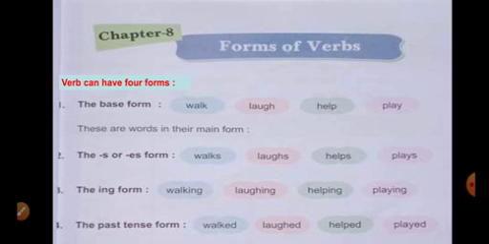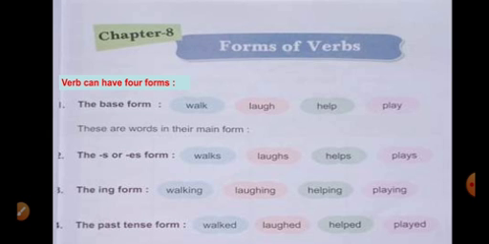The second is S or ES form. This form is obtained by adding S or ES to the base form of the verb. And this form is used in the simple present tense, in affirmative sentences, with a singular subject. If our subject is he, she, it or any single name, then we use the S or ES form of the verb.